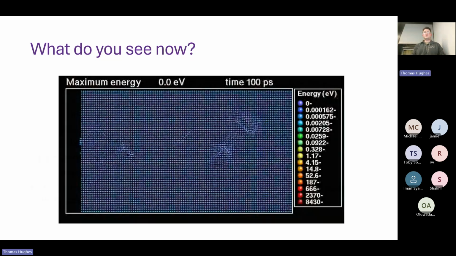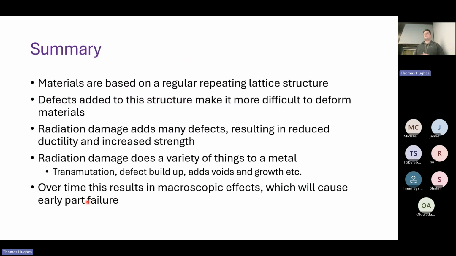So I think that brings us to the end. Our materials are based on a repeating lattice structure, be that BCC, FCC, HCP, or any of the other more complicated ones, which I wouldn't advise looking into if you just want to stick with what you know. Defects added to this structure make it more difficult to deform materials. Radiation damage adds many defects, resulting in reduced ductility, increased strength, and generally embrittlement. Radiation damage also does a variety of other things to a metal: transmutation, defect buildup, void growth, etc. Over time, this results in macroscopic effects, which will cause early part failure.